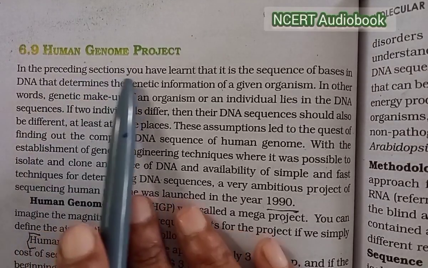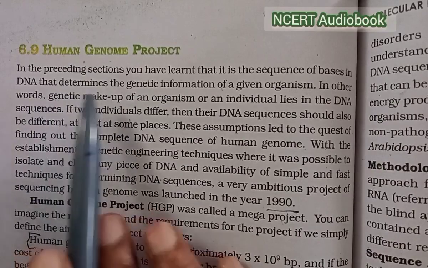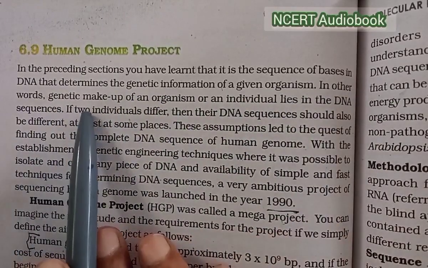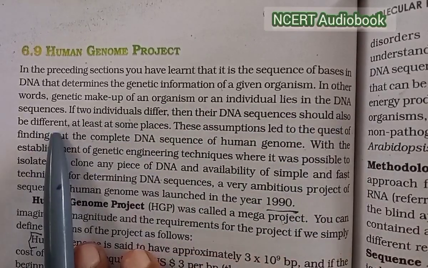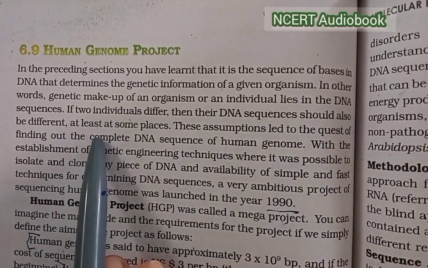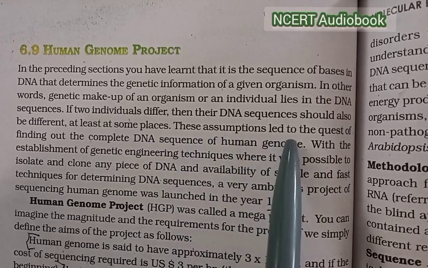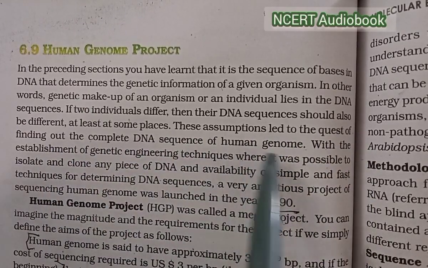Human Genome Project. In the preceding section, you have learned that it is the sequence of the DNA that determines the genetic information of a given organism. In other words, the genetic makeup of an organism or an individual lies in its DNA sequence. If two individuals differ, then their DNA sequences should also be different, at least at some places. These assumptions led to the quest of finding out the complete DNA sequence of the human genome.